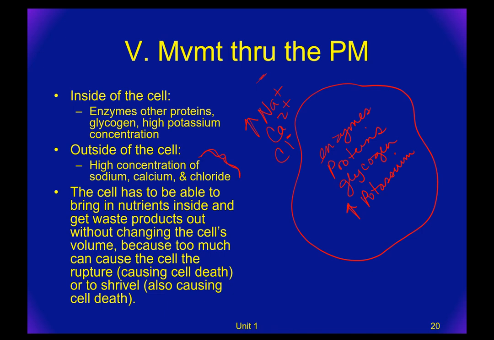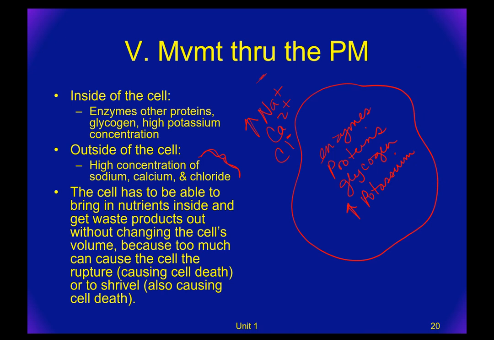The thing about your cell is I have to be able to get nutrients in, and I have to be able to get wastes out. Now, why is that such a kind of difficult thing to do? Well, if you think about the volume inside the cell, it really can't change. So if I'm taking something out, I also have to put something in, because if all I do is take out and take out, eventually you're going to end up with something that's shriveled up like a raisin.